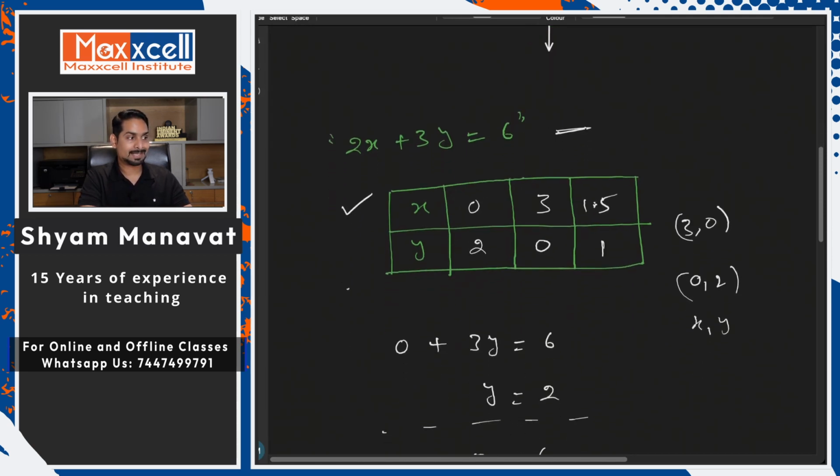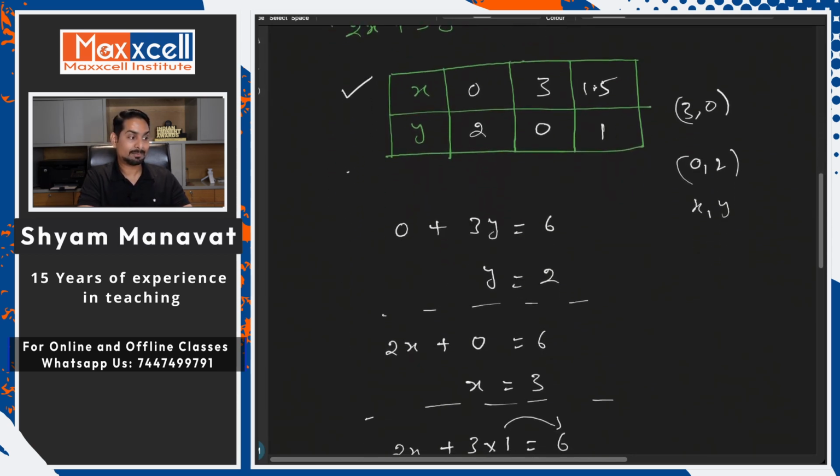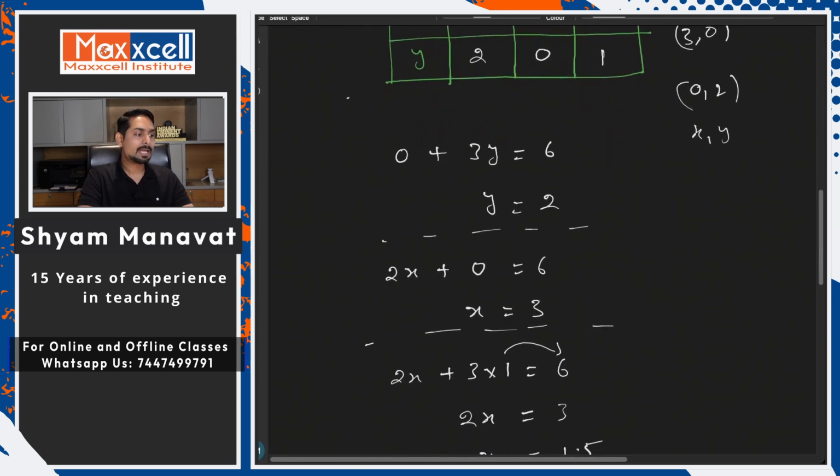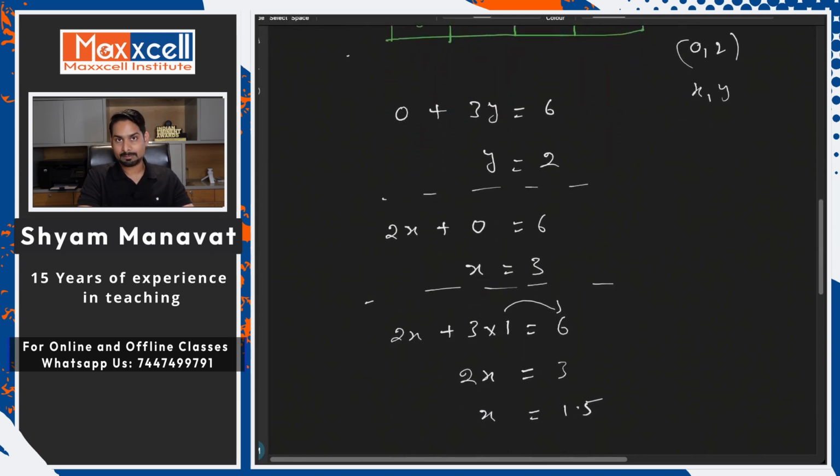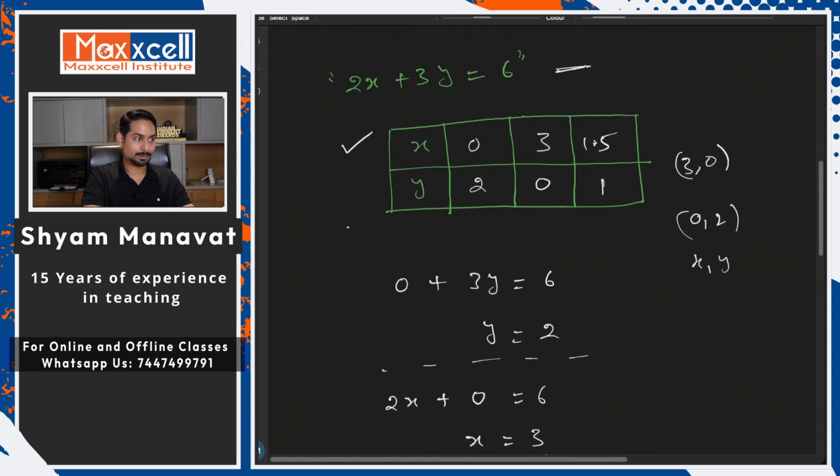We got this: x is equal to 0, y equal to 2; y equal to 0, x is equal to 3; y equal to 1, x is equal to 1.5. Yeah, and then we got these 3 points. Ideally, we should only change the value of x because x is always the independent variable. Y is dependent on x. We will talk about this statement in detail in coming videos. So stay tuned.